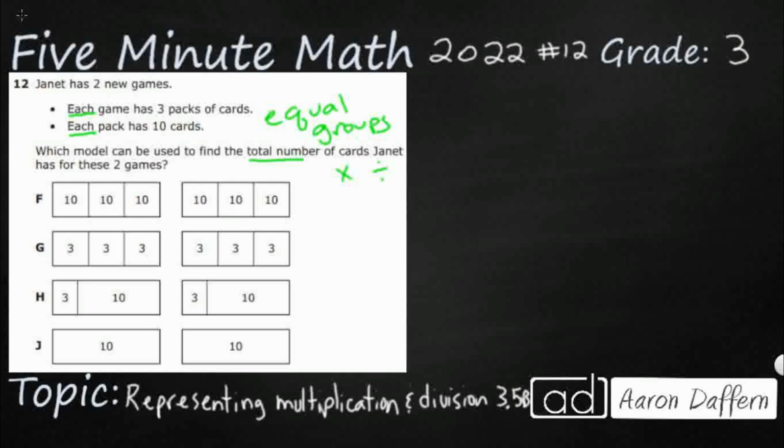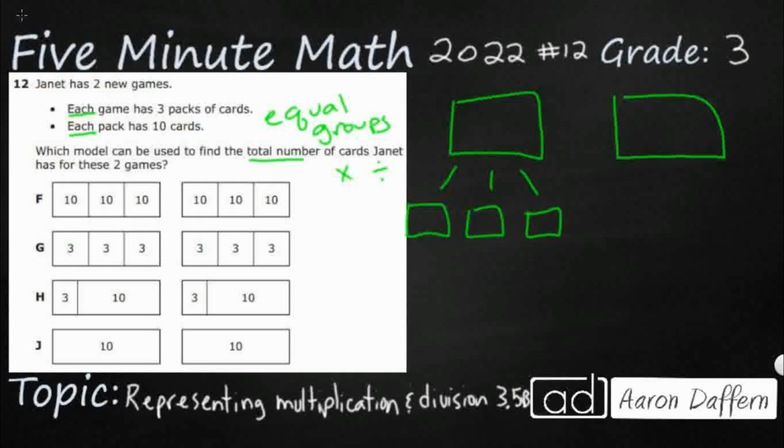So let's see if we can draw a picture here, because our answer is actually going to have to be in a picture. But if we can get the total number of cards, then we can see what each of these represents, right? So 2 new games. All right, so I'm just going to draw 2 new games. Each game's got 3 packs of cards. Okay, so I'm just going to draw 3 cards right here. This is game 1, and this is going to be game 2. All right, so each has got 3 packs of cards. So it looks like I've got a total of 6 packs.